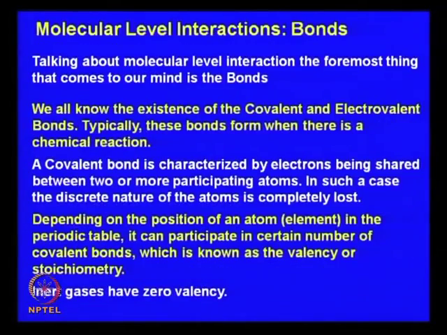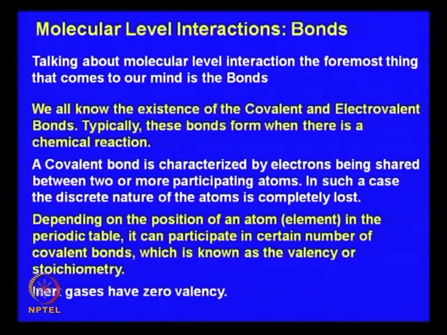Now, talking about molecular level interaction, the first thing that comes to our mind, which we have all been trained at our school level, is the existence of bonds. We all know the existence of covalent and electrovalent bonds. Typically, these bonds form when there is a chemical reaction. The most fundamental type of bond we all know is the covalent bond, which is characterized by electrons being shared between two or more participating atoms, and the sharing is in such a fashion that the discrete nature of the atom is almost completely lost.